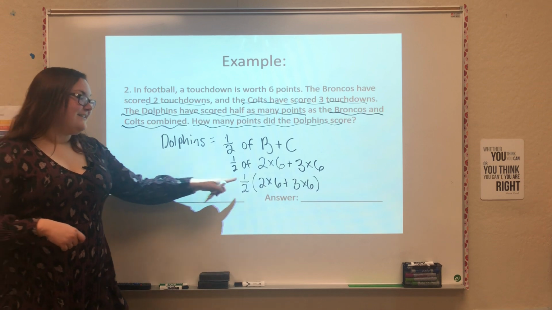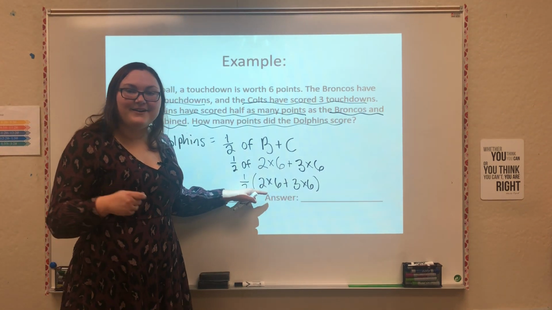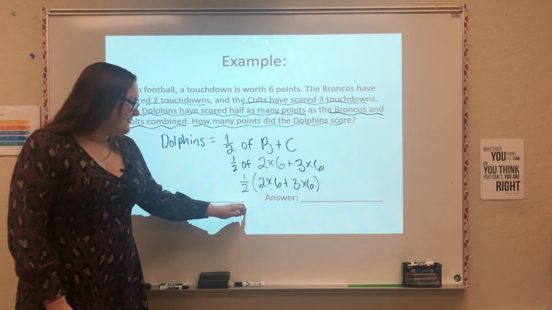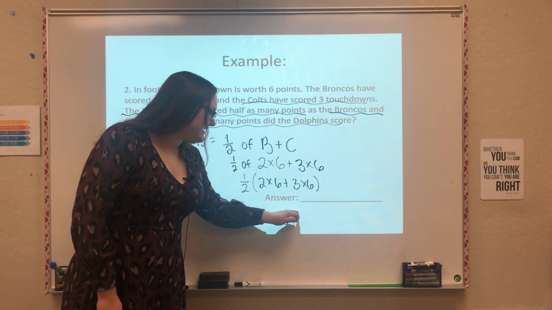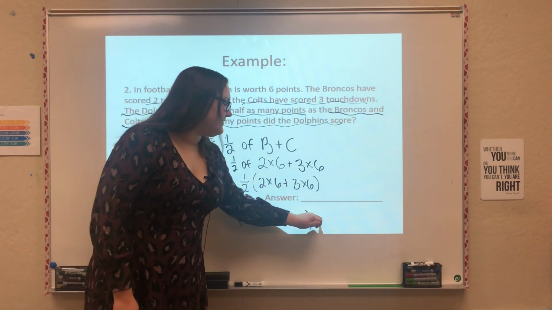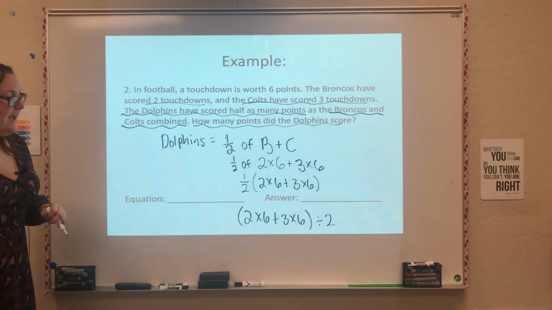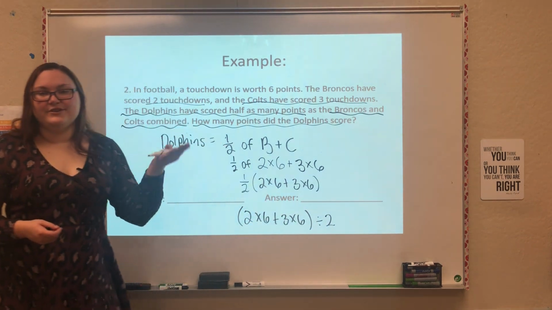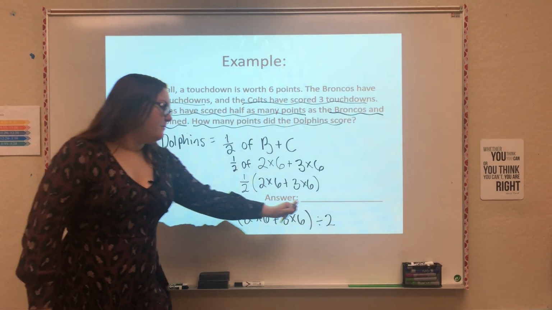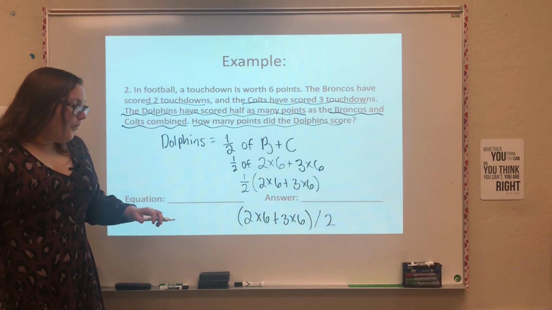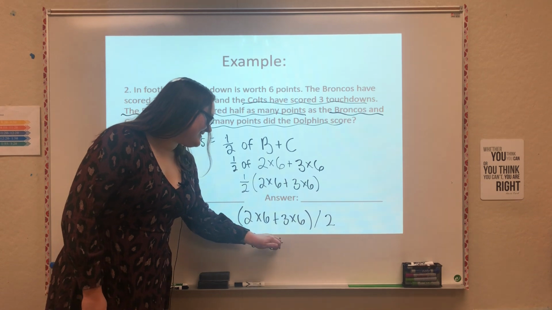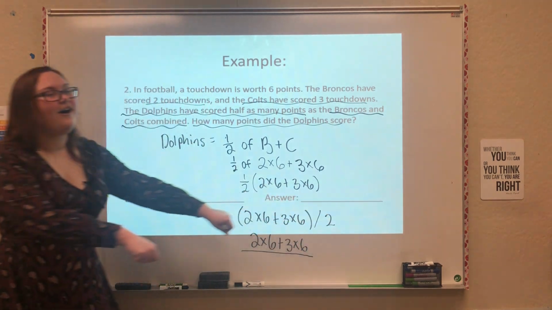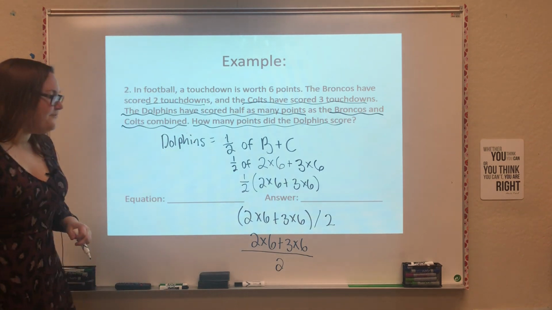Another option would be dividing how many points the Broncos and Colts got together by 2. If I'm dividing this by 2, that division needs to come at the end. So another option could be 2 times 6 plus 3 times 6. I want all of their points, and I want to divide it by 2. You could write it like this. Another way you could write it, instead of using that division sign, remember we've learned fraction lines can mean division. You could put it like that if you wanted, or you could write 2 times 6 plus 3 times 6. I want to divide all of that, so notice that fraction line is going all the way across, by 2.